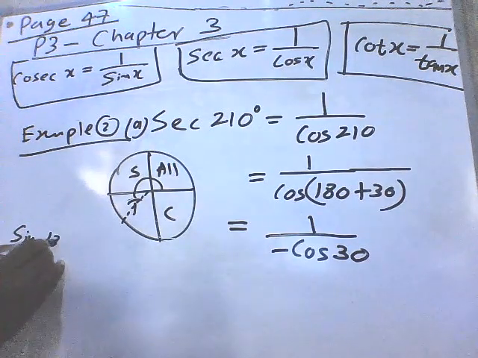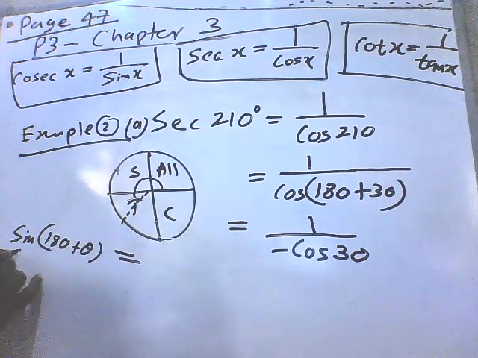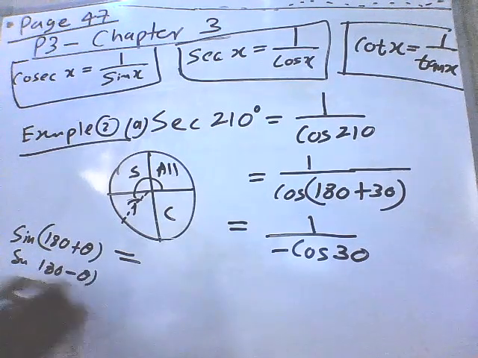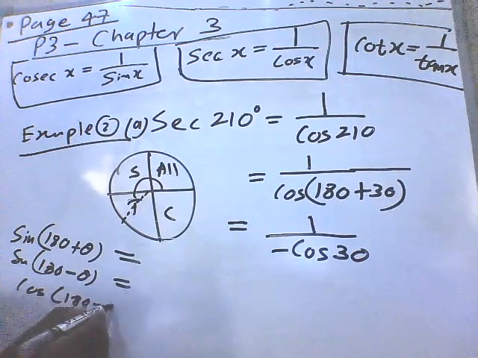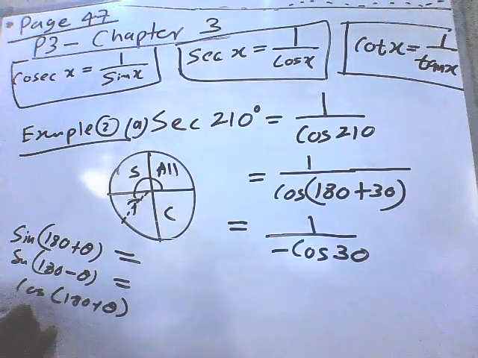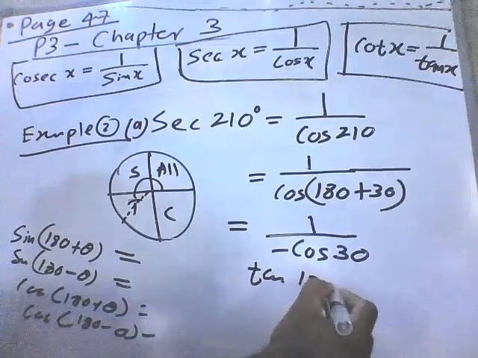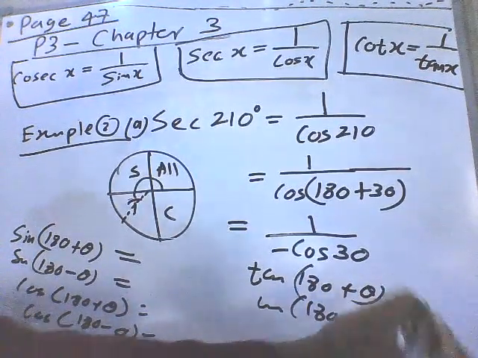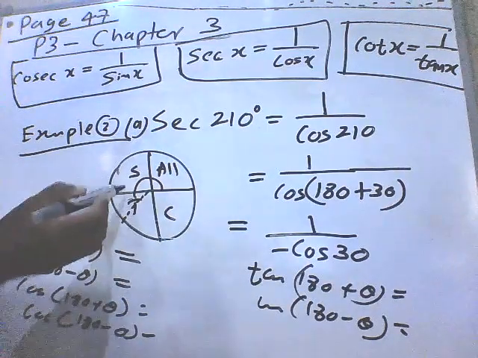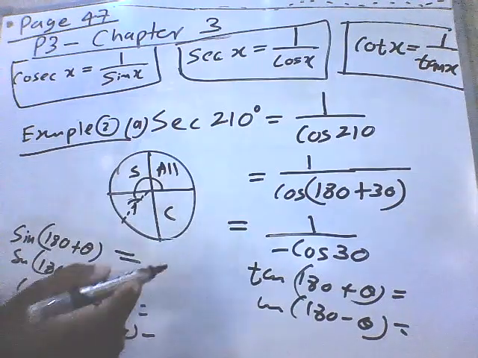Sine 180 plus theta is what? Then sine 180 minus theta is what? Then we did cos 180 plus theta, and then we discussed cos 180 minus theta, and also tan 180 plus theta, tan 180 minus theta. Please go through this and see. And I explained also that 180 plus won't make a difference, but only the negative sign, our positive sign will come.